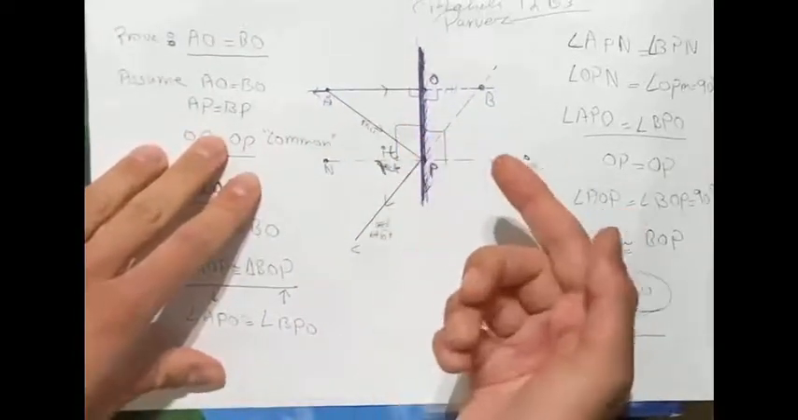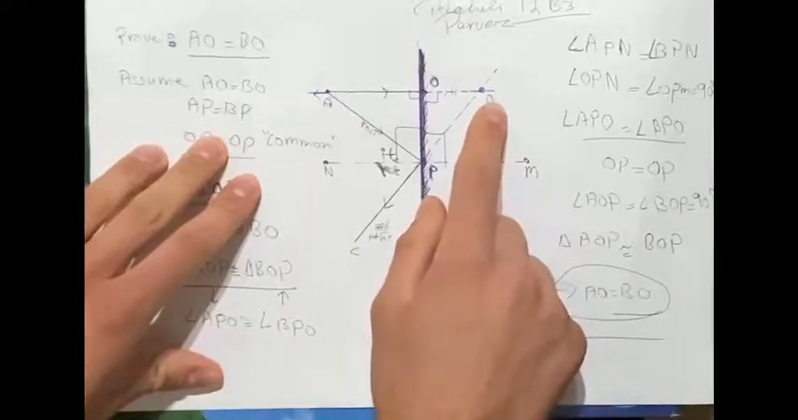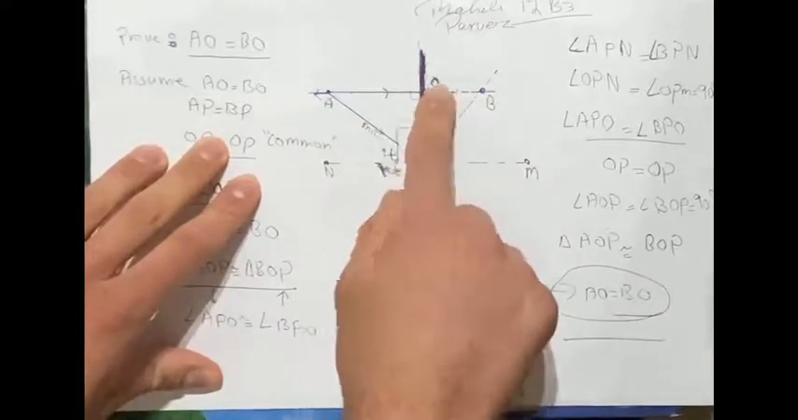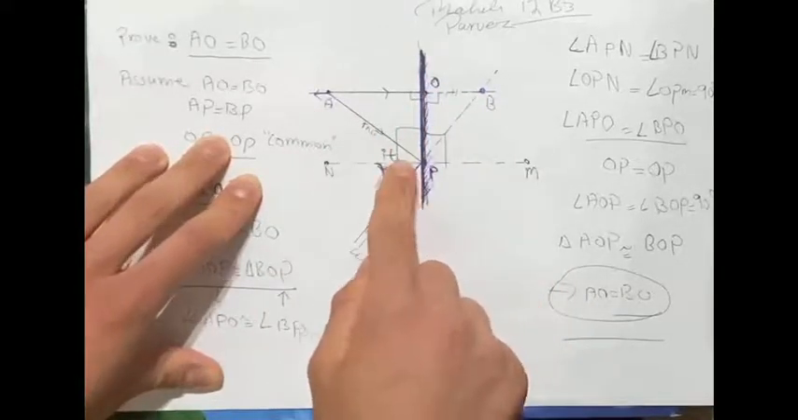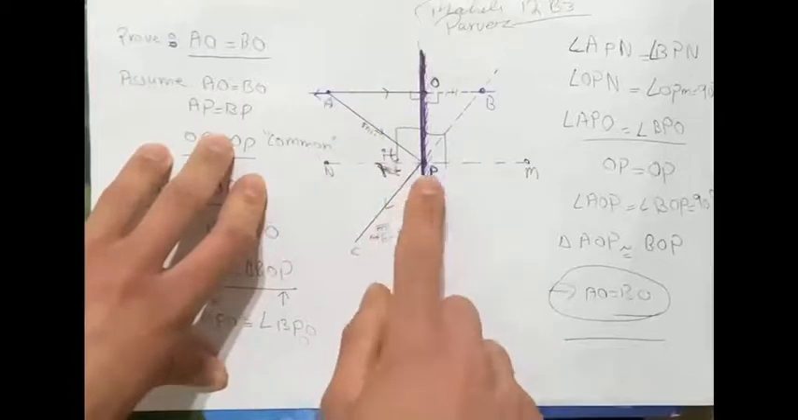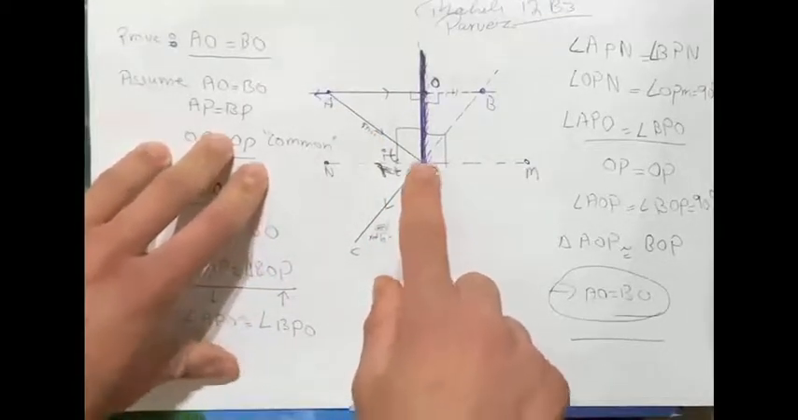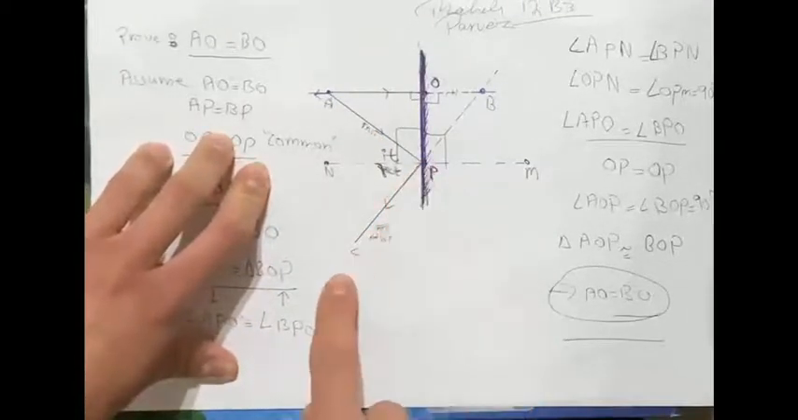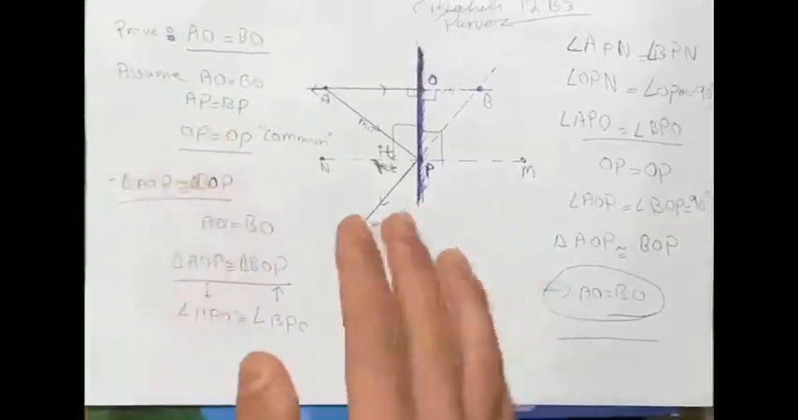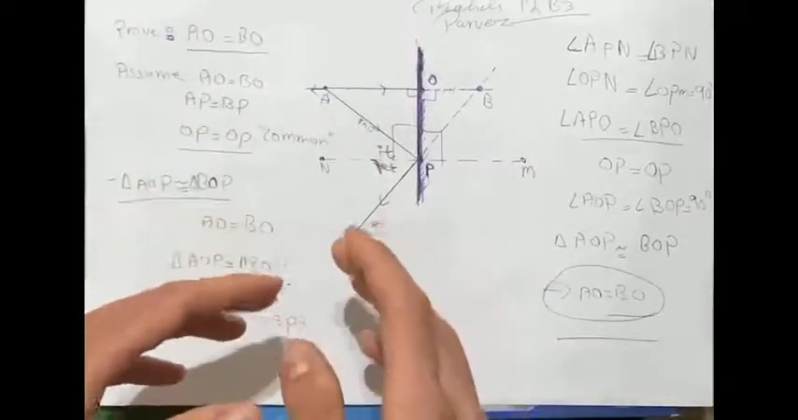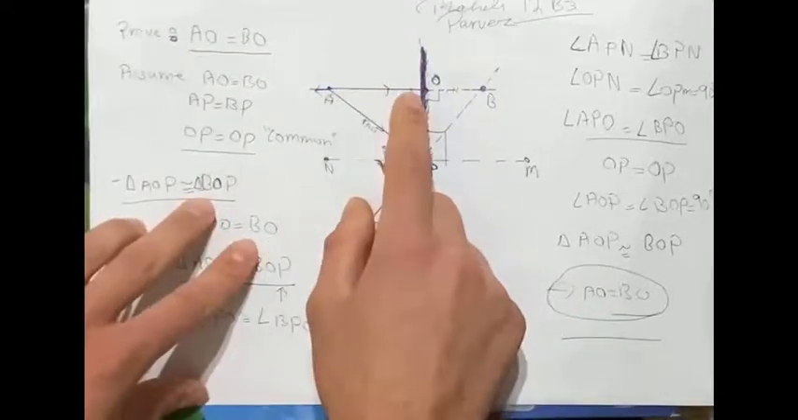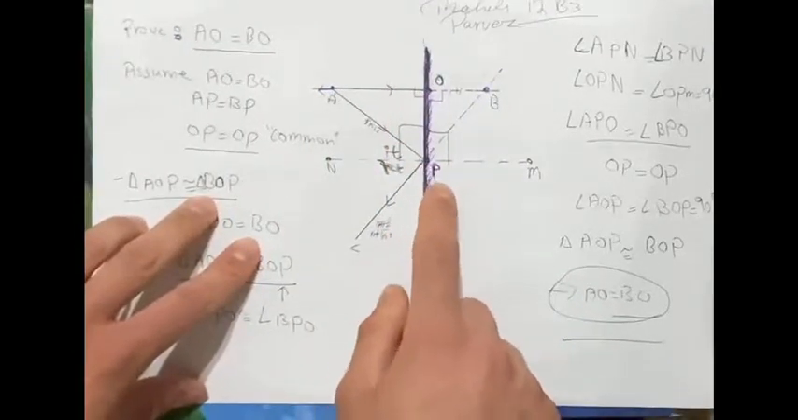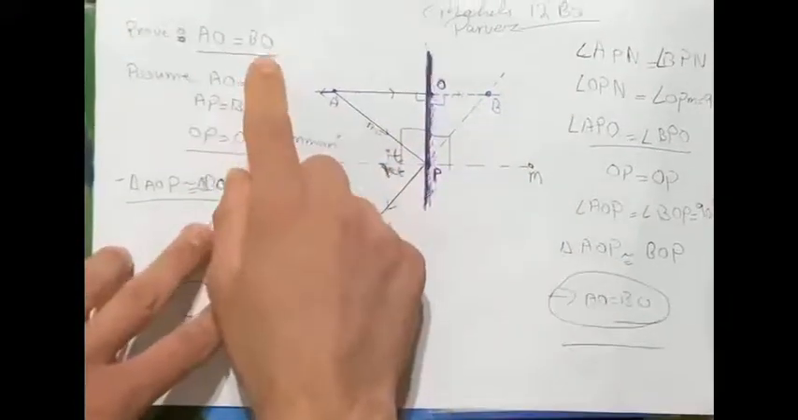I named the points on the diagram itself. The intersection of the line AB with the mirror, I called O. The point of incidence of this ray on the mirror, I called P. And the reflected ray, PC. Okay, so we have to prove that AO is equal to BO. That's the distance of the object from the mirror is equal to the distance of the image from the mirror.